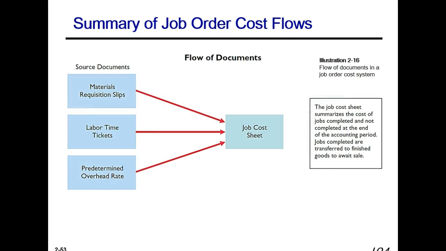Now, summary of the job order cost flows. We see our source documents, which is what we always need in order to record anything into our books. We have our material requisition slips, our time tickets, and our predetermined overhead rates all go into our job order costs.